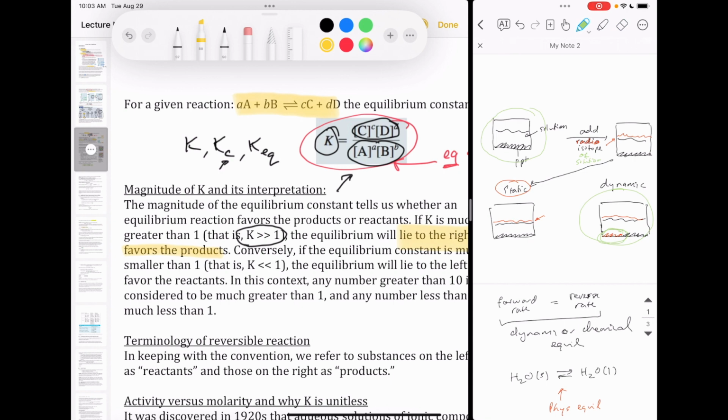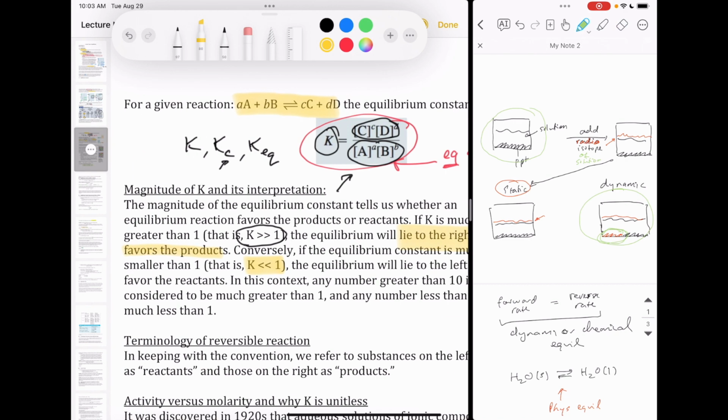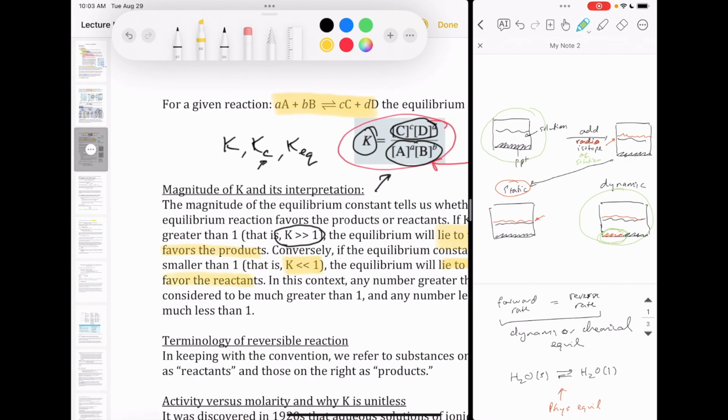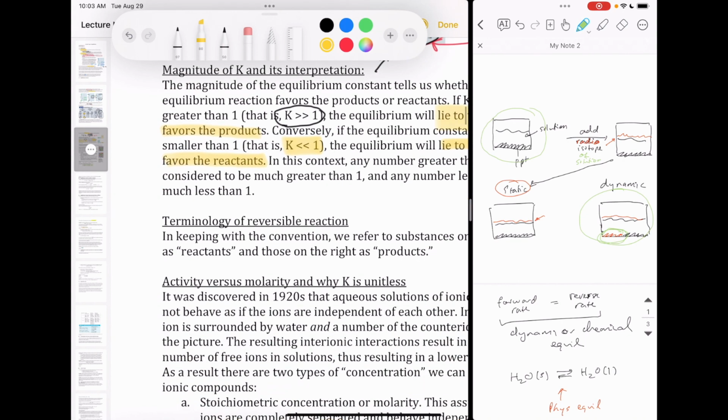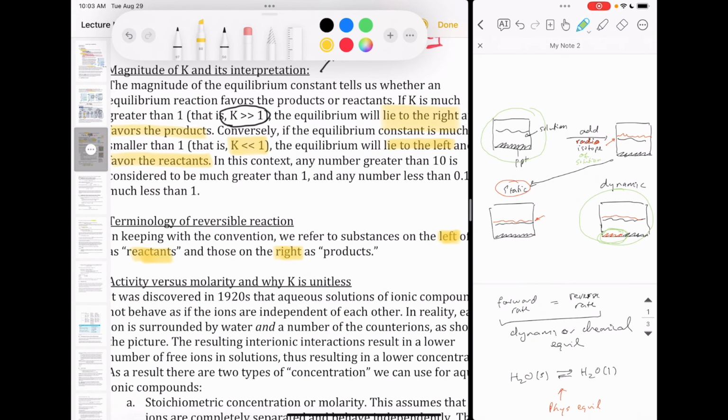The opposite situation is when K is very small, which just means it's between 0 and 1, but much smaller than 1, let's say 10 to the minus 10, for example. K cannot be negative, right? It's not a negative number. Then the equilibrium will lie to the left, or it favors the reactant. So in this context, in terms of a reversible reaction, we always refer to left as reactant and right as product. Okay, so sometimes we'll say, does it favor the left side or the right side? That just means, does it favor reactant or product, okay?